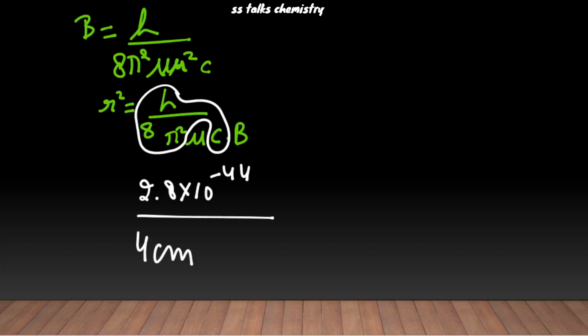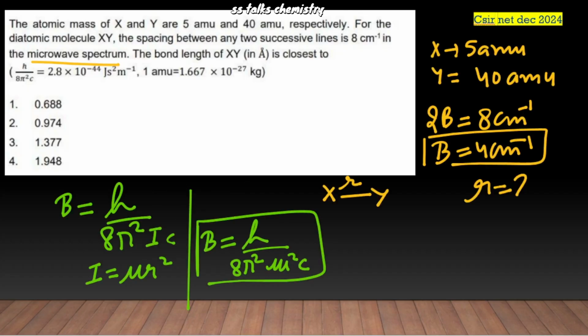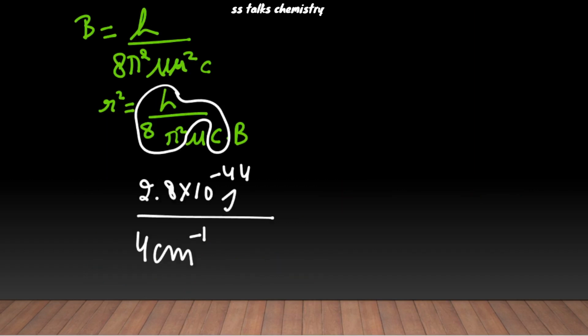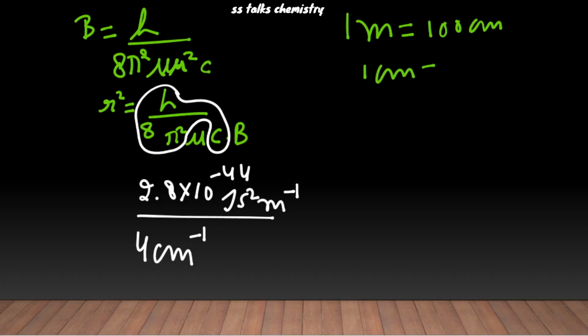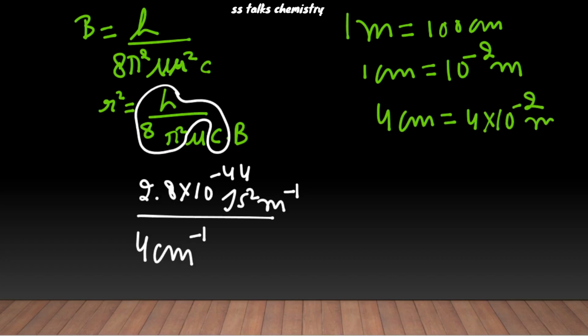It is in the units of 4 centimeter inverse. Here you see the joule second square per meter inverse units has been used. That means the B value also I have to take in meters inverse only. I know that 1 meter is 100 centimeters, so 1 centimeter is 10 to the power of minus 2 meters. So 4 centimeter will be 4 into 10 to the power of minus 2 meters. So this value 4.